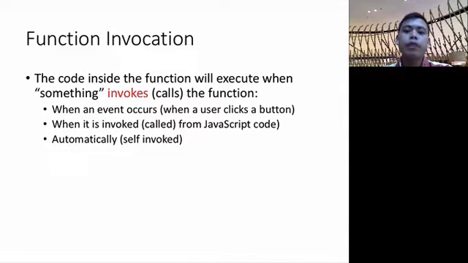When we talk about function invocation, the code inside the function will execute when something invokes or calls the function. There are three possible ways to do this: when an event occurs, like when a user clicks a button; when it is invoked or called from JavaScript code; or when it is automatically self-invoked.